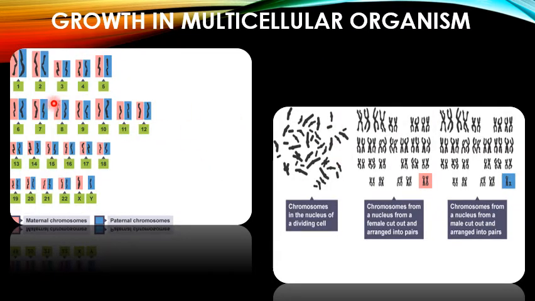Here you can see that after the chromosomal division, there is the maternal chromosome as well as the paternal chromosome. All of those combined together, 22 chromosomes are present along with the X and Y chromosome in a human body. Here you can see the nucleus of a dividing cell containing chromosomes, cut out and arranged into pairs. This one is of a female, and this is a nucleus from a male, also arranged in pairs. We know that the chromosomes are always arranged in pairs.